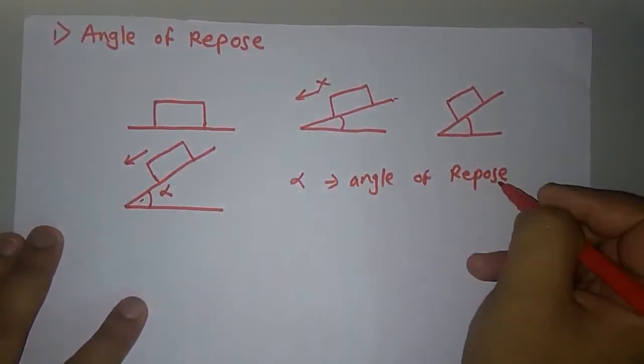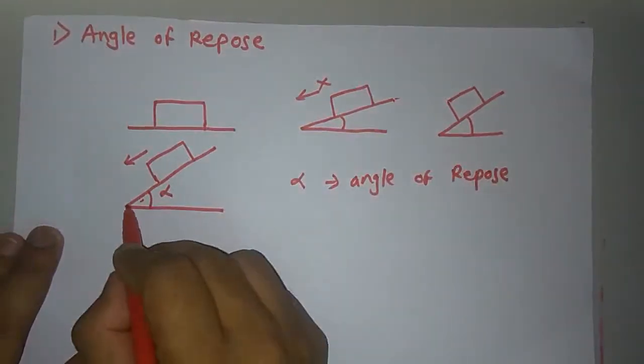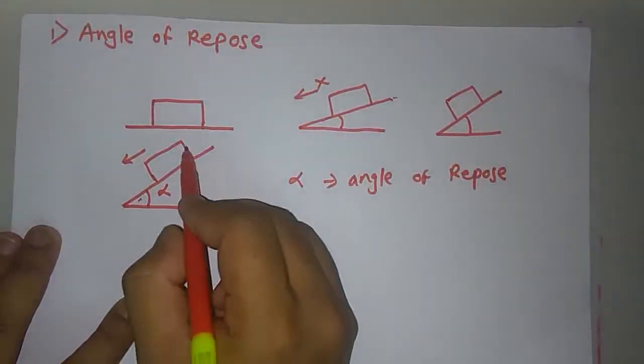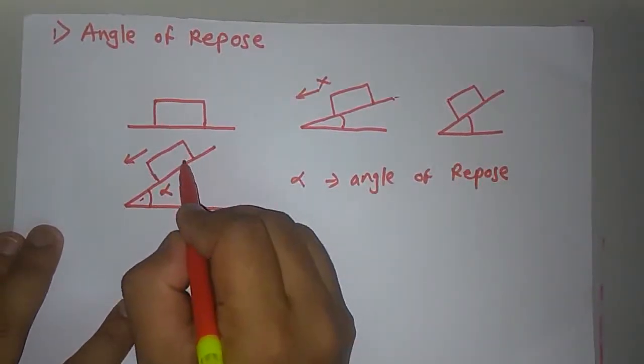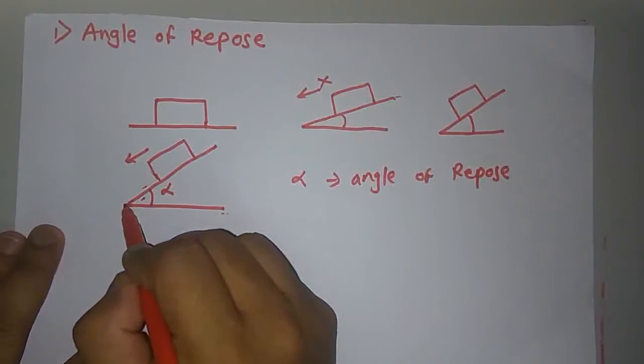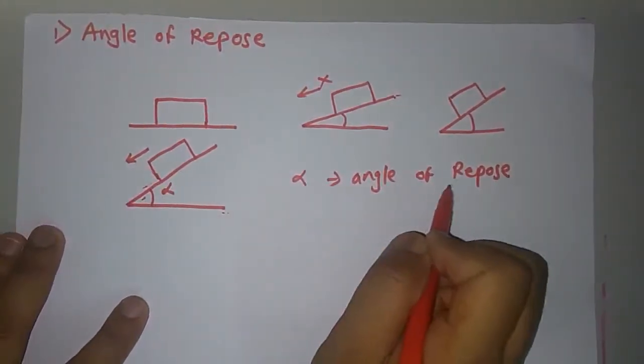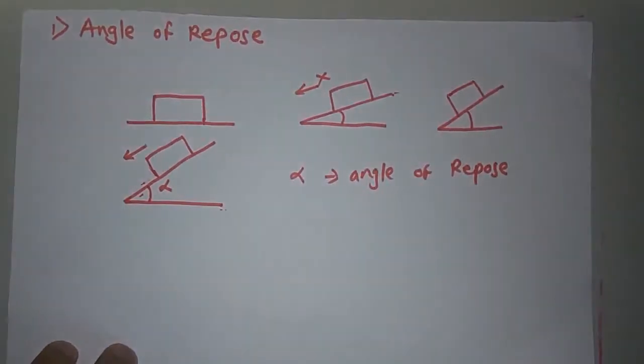So what is the definition of angle of repose? It is defined as the angle of an inclined plane with the horizontal at which the body is just on the verge of sliding motion, or impending motion. That angle is known as the angle of repose.